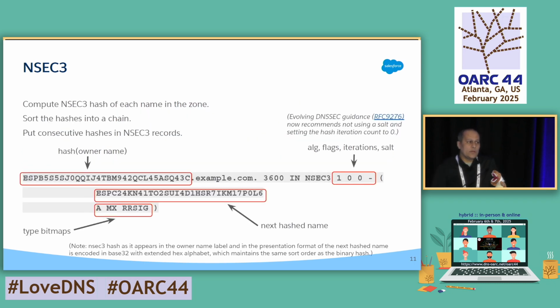All right, so quickly, what NSEC3 does is it hashes every name in the zone, sorts the hashes, and sticks consecutive hashes into NSEC3 records. I've shown a quick example at the bottom of the slide. The first hash on the first line is the hash of some name in the zone. The second hash on the second line is the hash of another name in the zone that's sorted after the first hash. And there are the type bitmaps and a bunch of additional parameters like algorithm, flags, iterations, and salt.